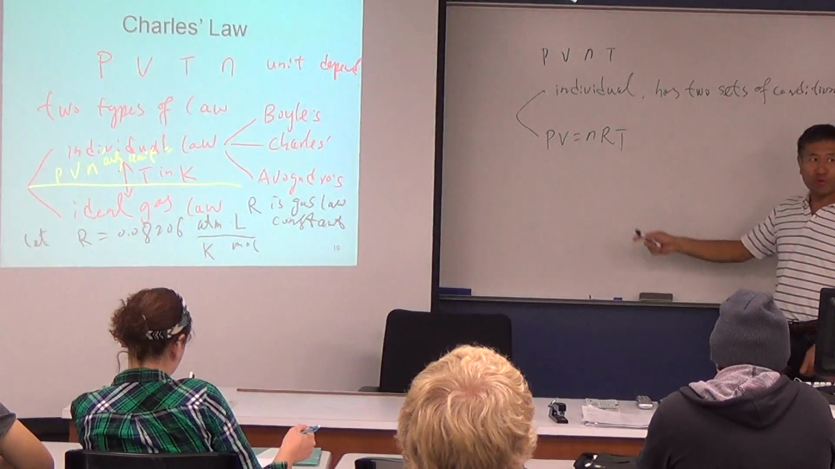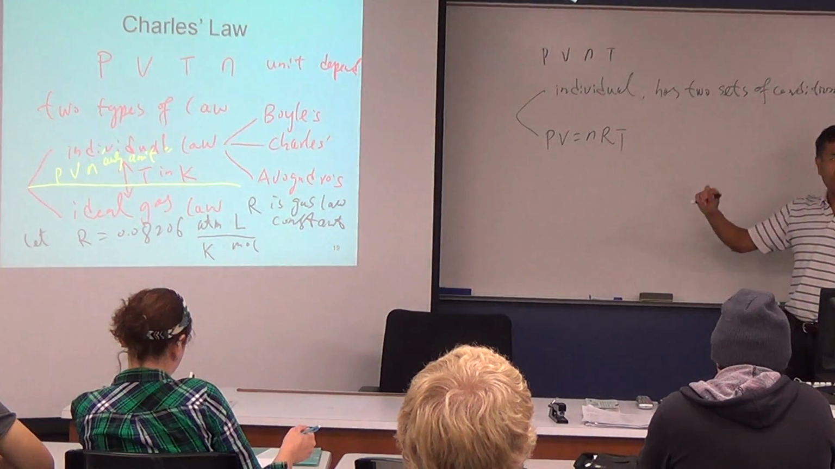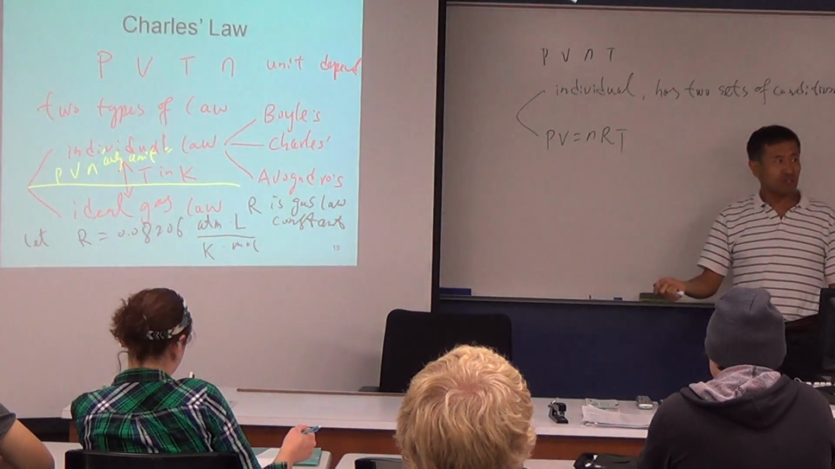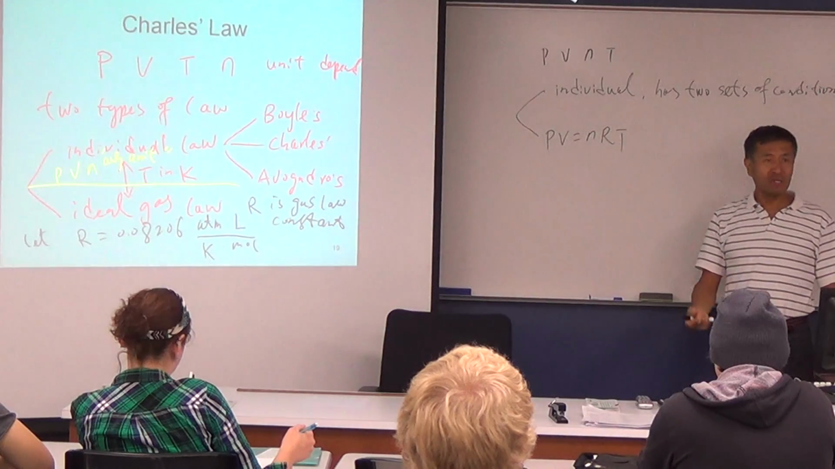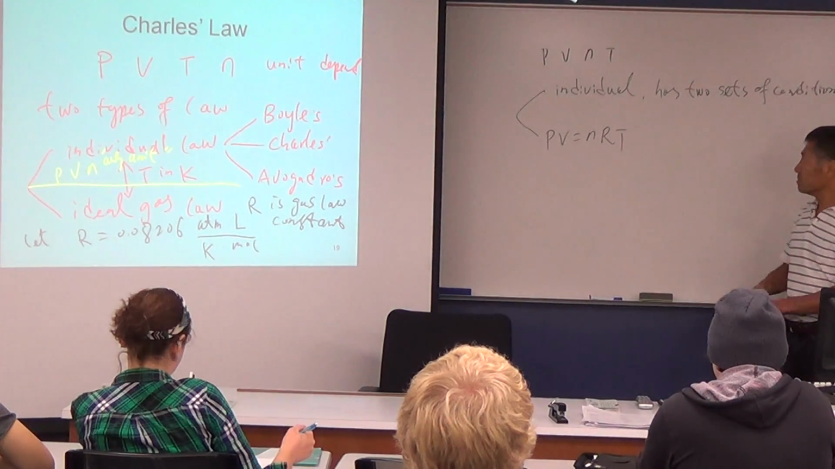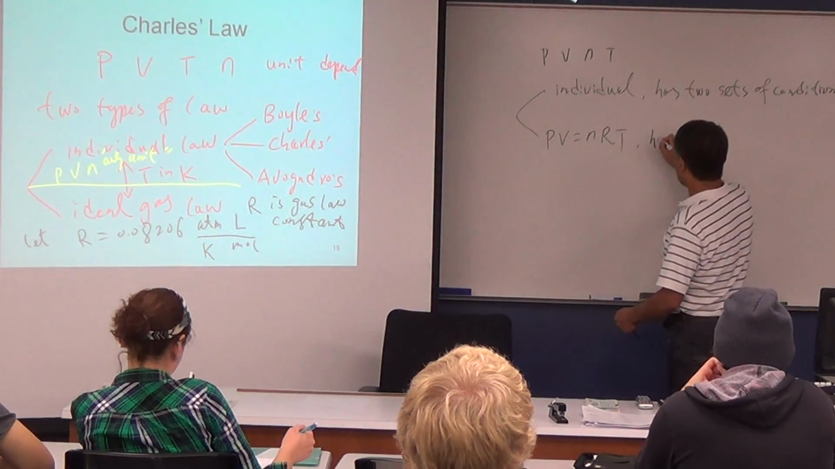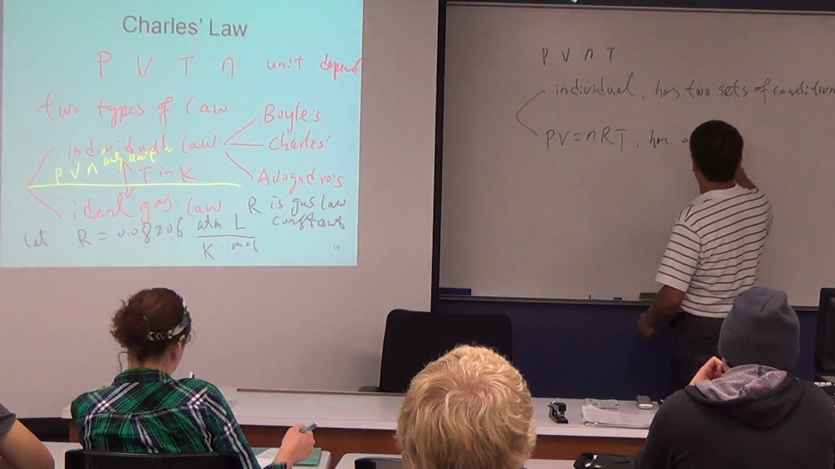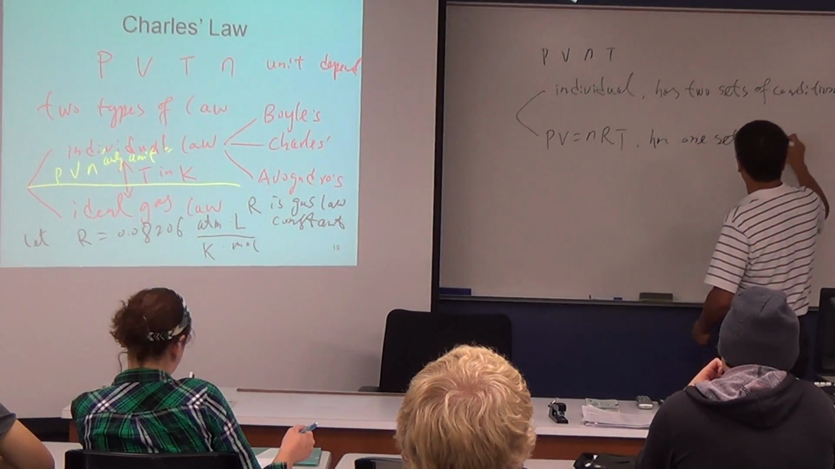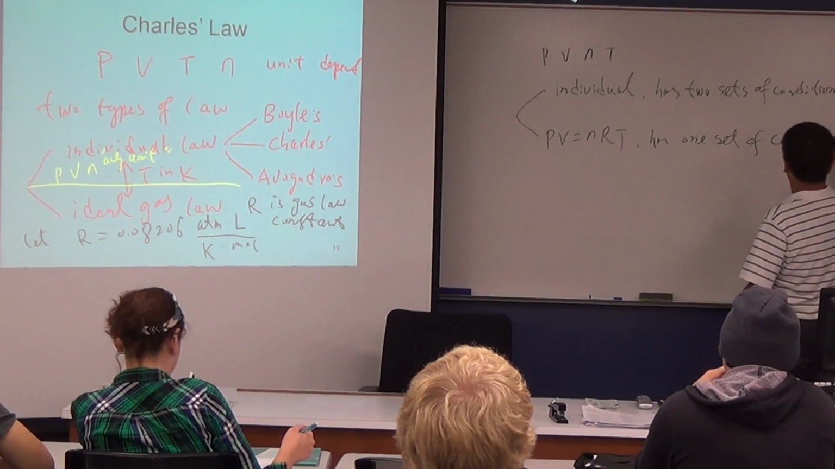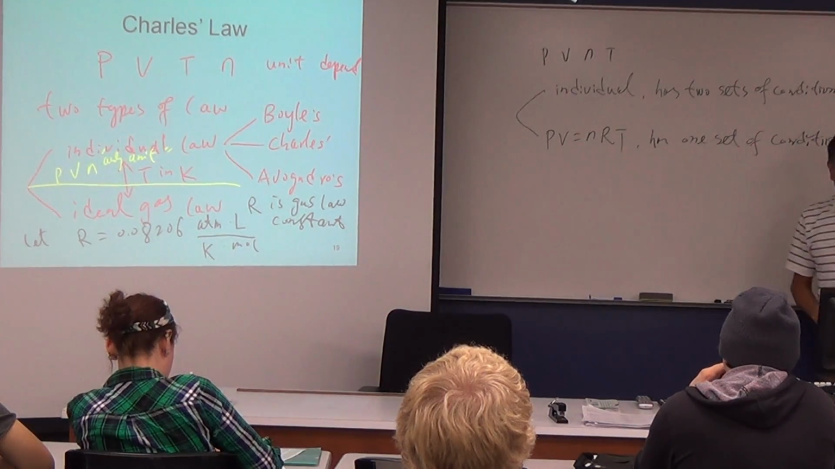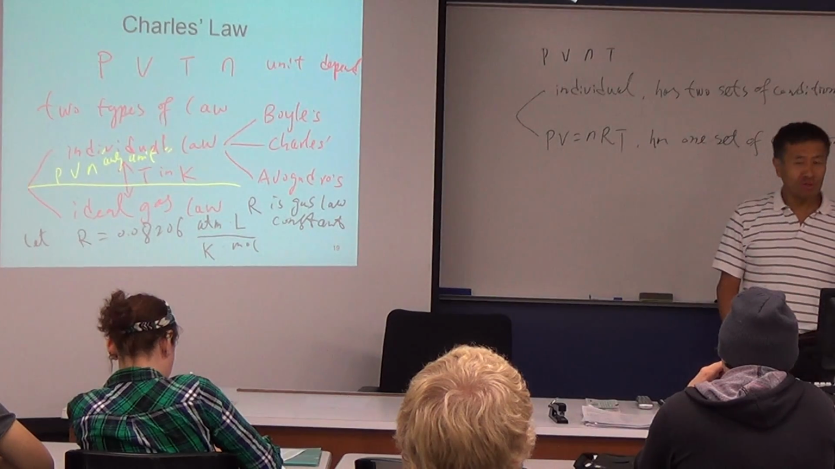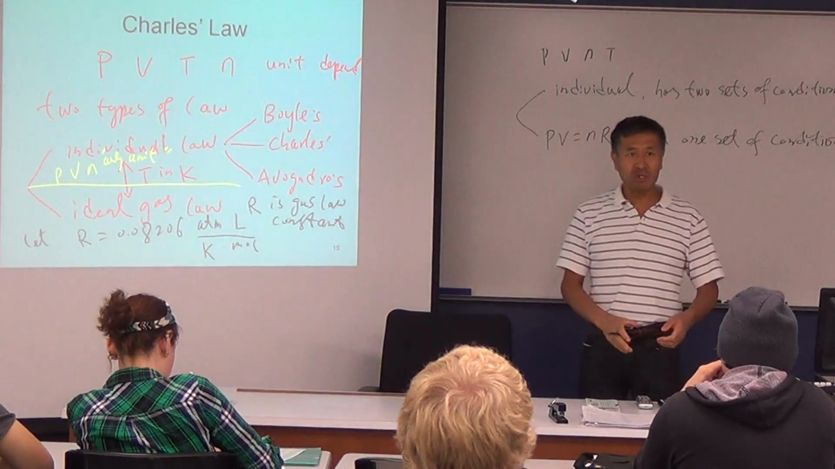And if you only have one set, one temperature, one pressure, one volume, and you want to find out what N is, use this one. So therefore this has one set of conditions. So that's kind of a rough guideline to help you figure out which law you should use.